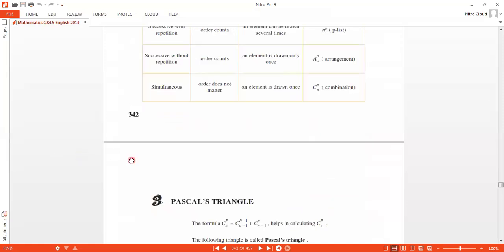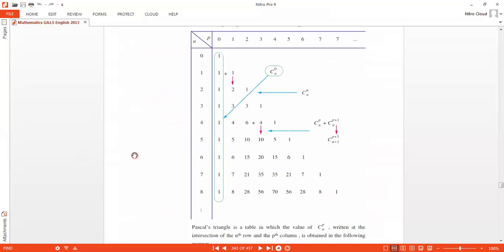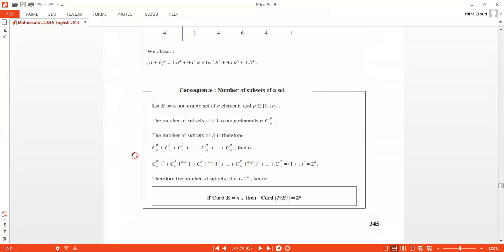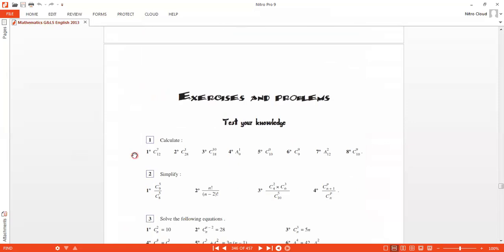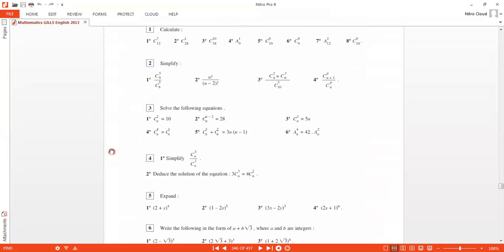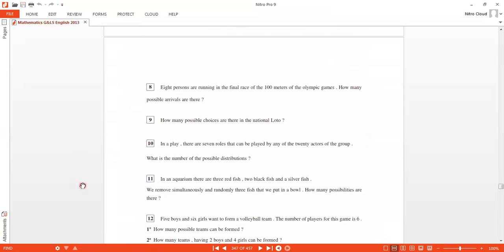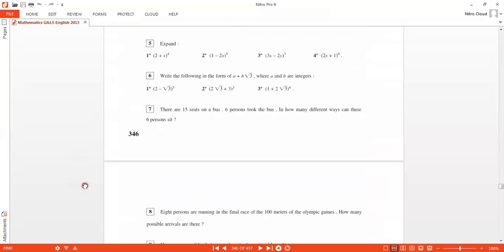Okay, so the Pascal triangle, of course, is not required. So this is our new lesson. We've already started solving some of the exercises. Let me just solve some.